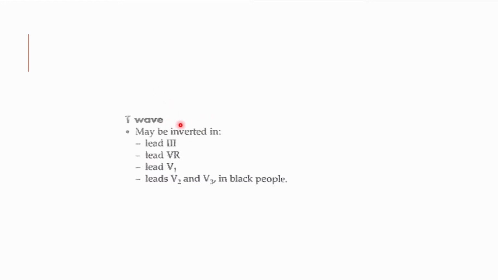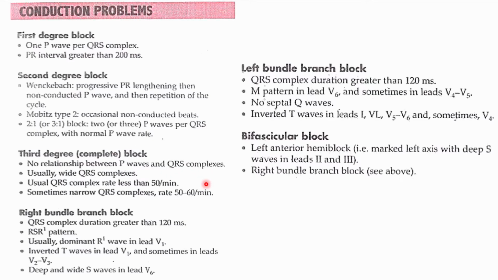Remember that the T wave may be inverted normally in lead 3, lead AVR, lead V1, and in black individuals in lead V2 and V3. There are some conduction abnormalities that we looked at. The first degree block, where there is one P wave for each QRS complex. The only thing that changes is a PR interval that is greater than 5 small squares.